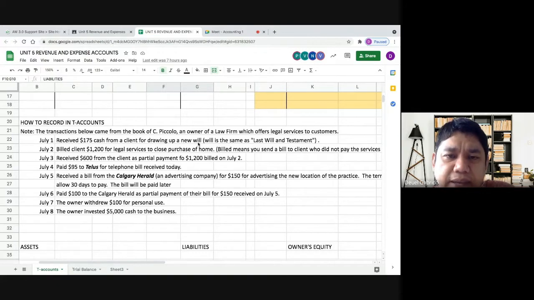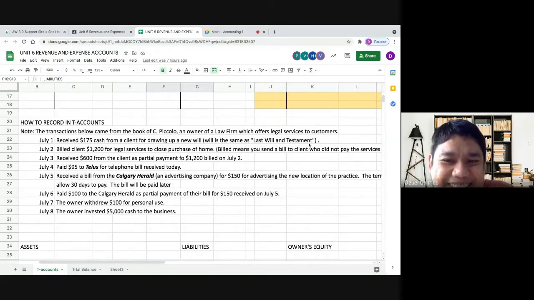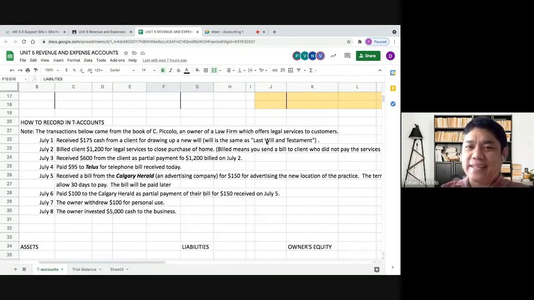What is a will, guys? Do you have an idea what a will is? Yes. It's like the last will and testament, right? I hope that you guys are very familiar with that. Let's say, for instance, time comes that we will pass away. We need to make it clear that this money will go to my first child, and this thing will go to my second child. Do you remember that one?